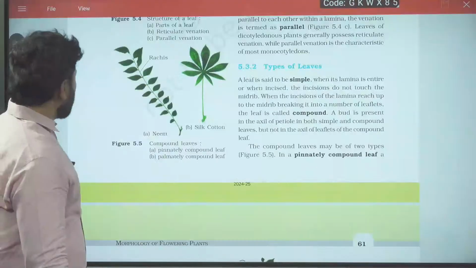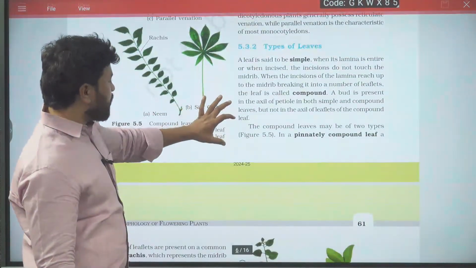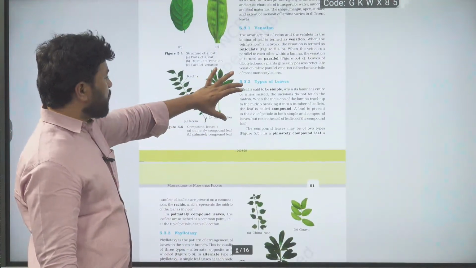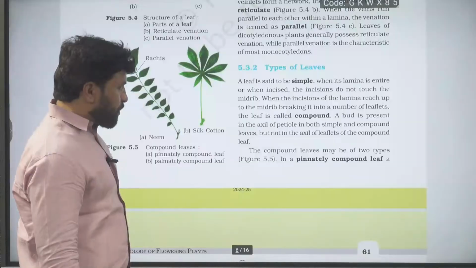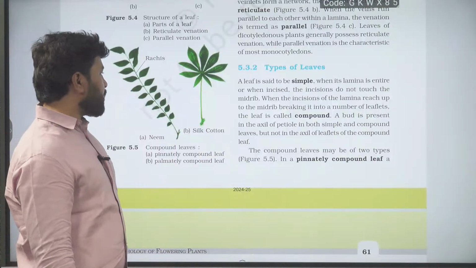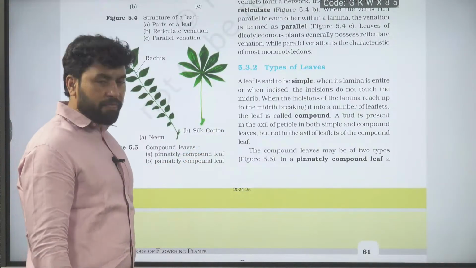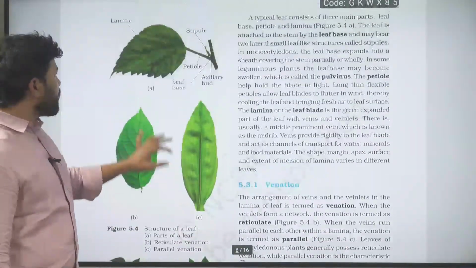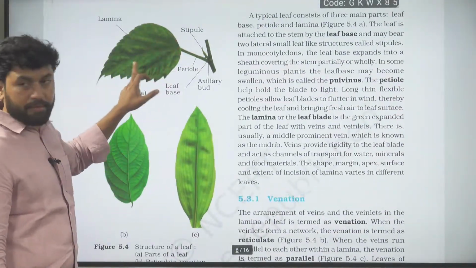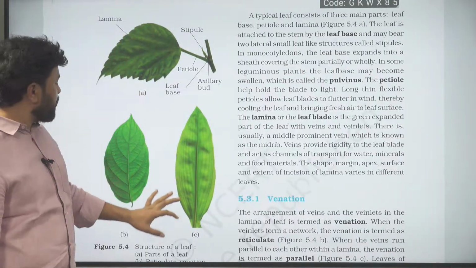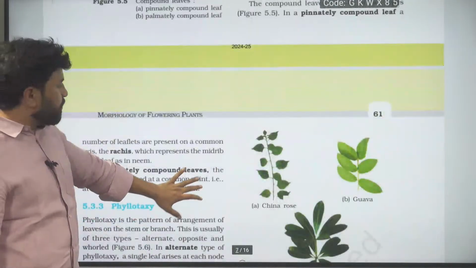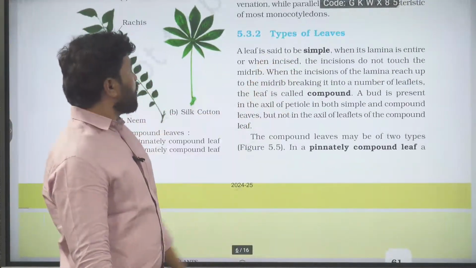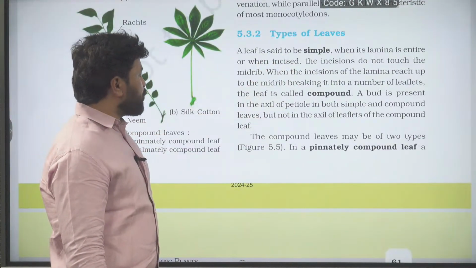See, in the NCERT book, types of leaves. Carefully understand. A leaf is said to be simple when its lamina is entire or incised. Careful, whether it is an entire one or incised one, you can call it a simple leaf like this. This is a simple leaf. Next, a leaf where the incision does not touch the midrib.